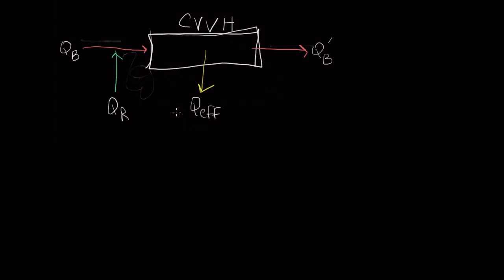So this is a CVVH simple schematic, and of course in CVVH you're relying on convection to eliminate solutes, and therefore you have to calculate a convective clearance. So we're going to say clearance of a solute X, and we're going to call this convective clearance. There you go. So we want to calculate this entity here.